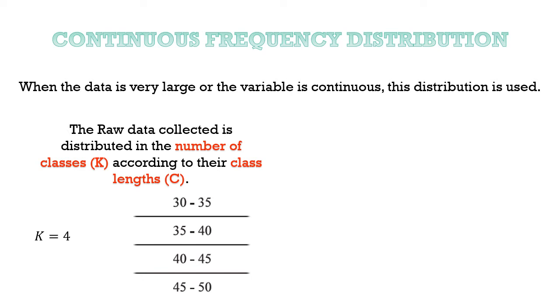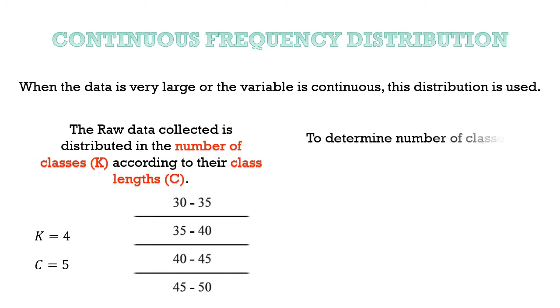This difference between the bigger and the smaller value, that is the difference between the upper boundary and the lower boundary, is called the class length, which is depicted by C. In this question, the class length is 5.